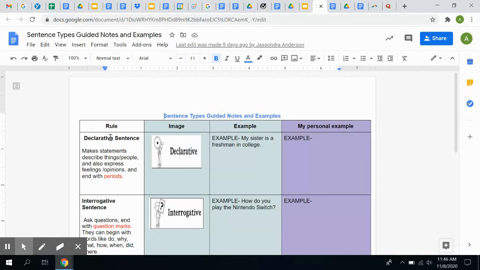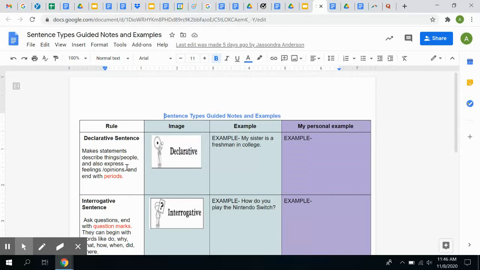So let's start with the first type of sentence. This is a declarative sentence. A declarative sentence makes statements, describes things and people, and also expresses feelings and opinions. These types of sentences end with a period. So a declarative sentence is like when you declare something. It's when you state the way that something is, and it doesn't always have to be a fact, but it's stated as a declaration. It's declared.